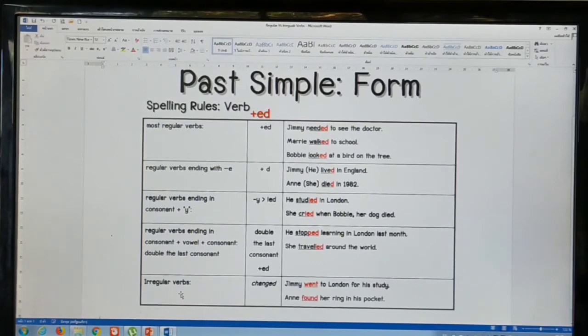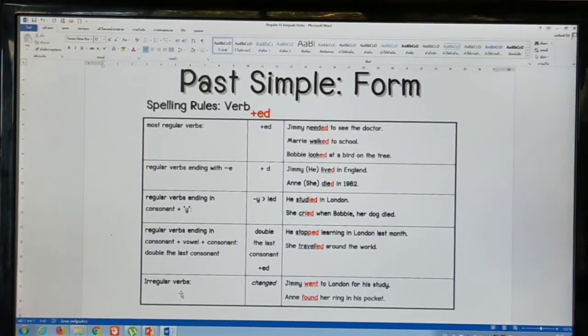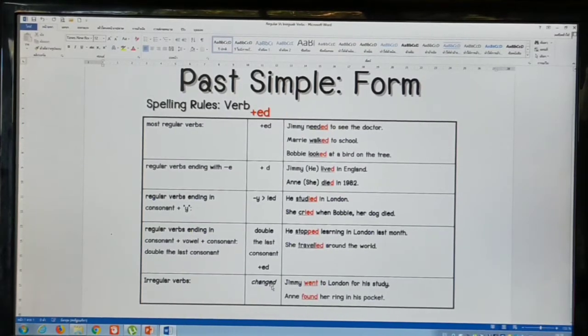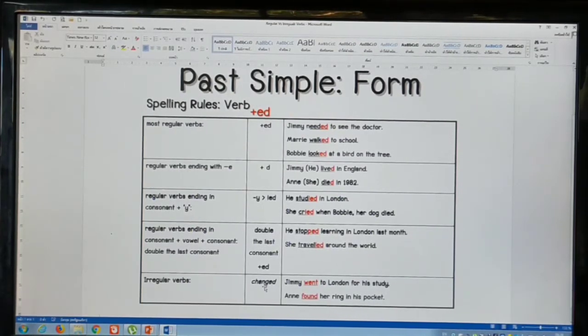Next, for irregular verbs, this one is not very easy because, just like what I've said, the spelling changes. So we don't know the rule. We don't have a rule for irregular verbs. It just changed. So this means you have to read a lot. You need to memorize the verbs and their verb 2.